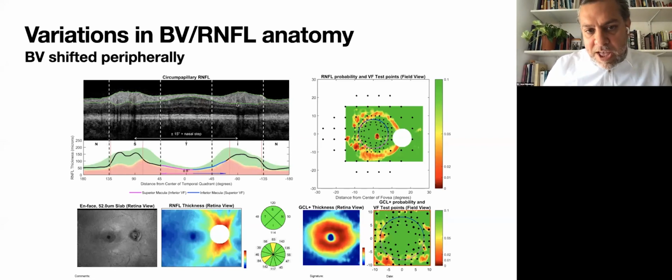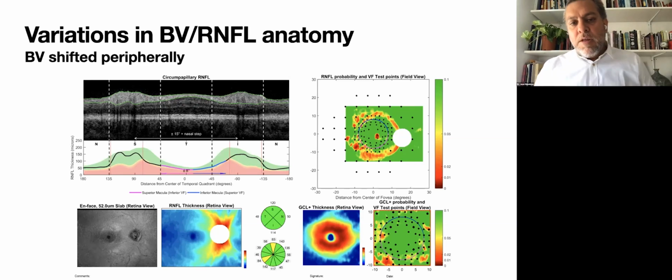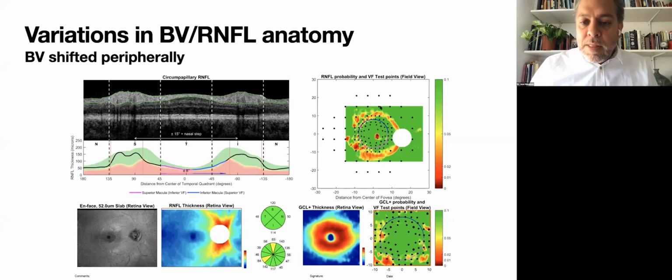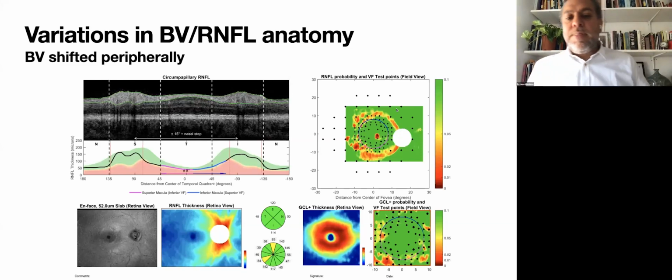You will see here the shadow on the RNFL takes into account the blood vessels. It's a little bit shifted, a little bit moved. So when we compare this to the normative database, that's why they plot out these types of defects. But this is not a real defect.